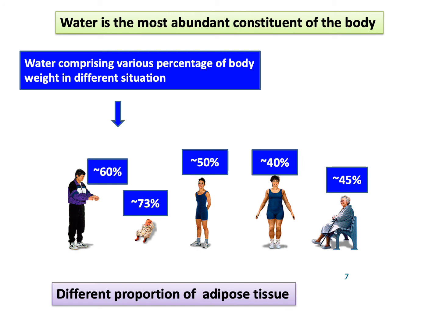Water is the most abundant constituent of the body. Water comprises various percentages of body weight in different situations. This slide shows the water as percentage of body weight in different individuals. It is about 60% in a young healthy adult male, about 50% in a young healthy adult female, approximately 40% in a middle age adult female, about 45% in an aged adult female, and over 70% in an infant.